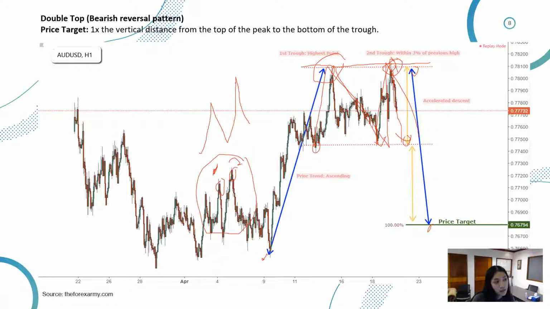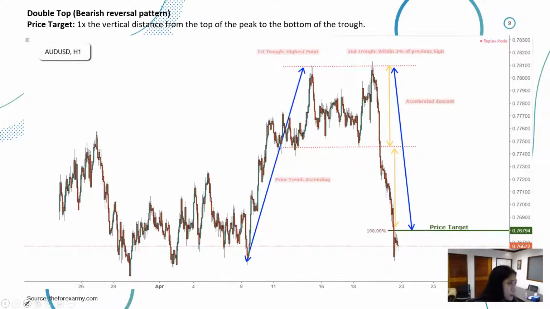Here the second peak is higher than the first peak, which shouldn't be considered a valid double top. Or if you come across this shape of double top, the first peak is higher than the second peak, this is also not considered a valid one. So this is not valid and this is not valid. The valid one should be this, the same height or almost the same height.